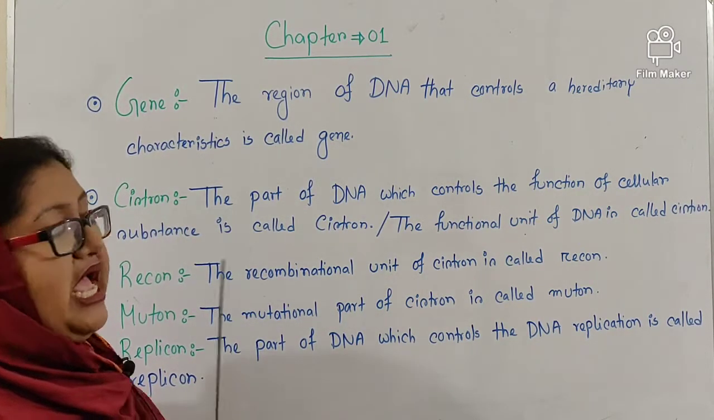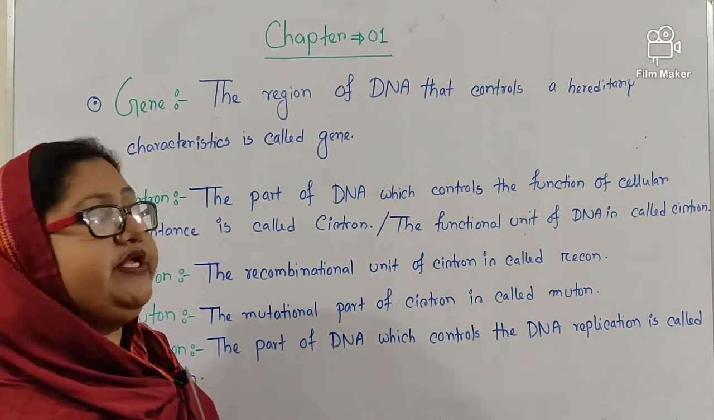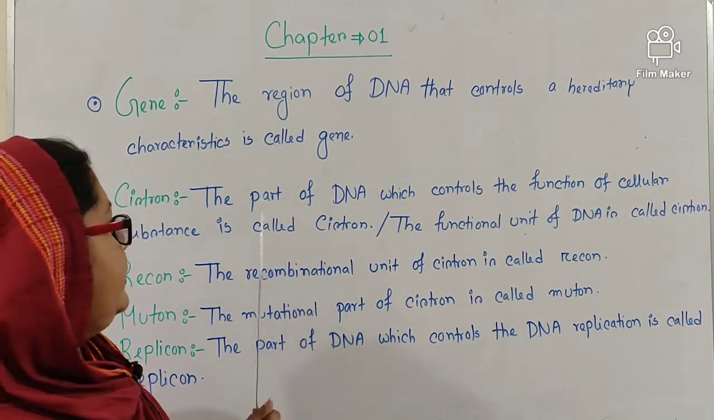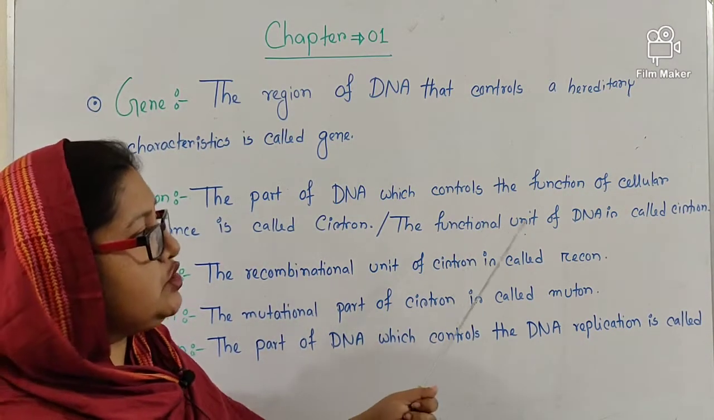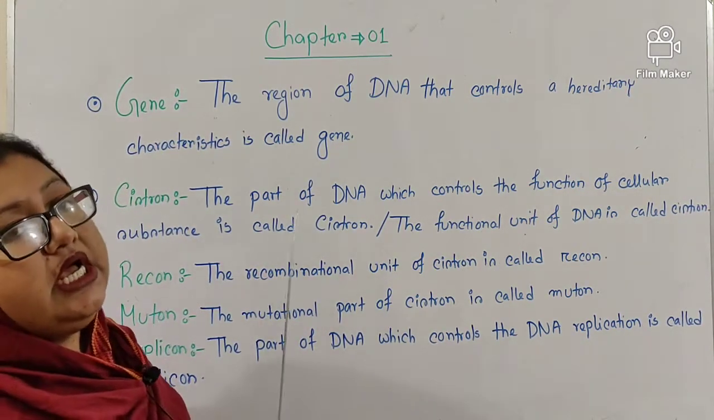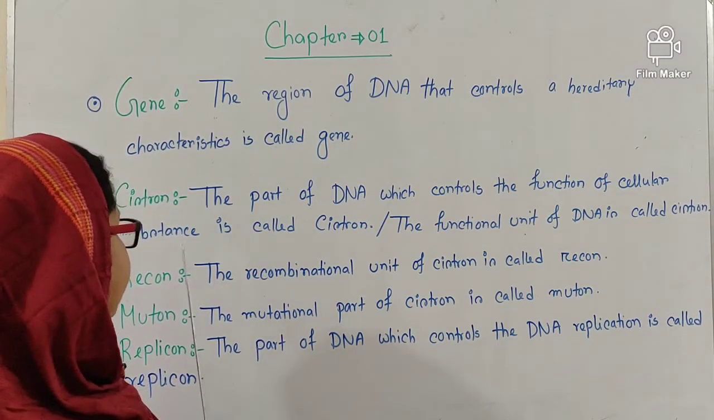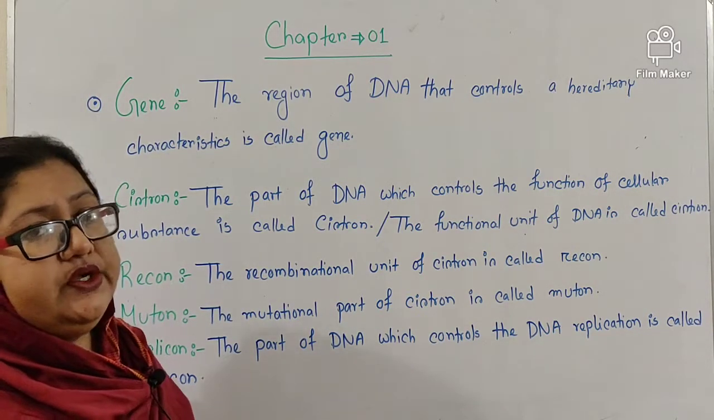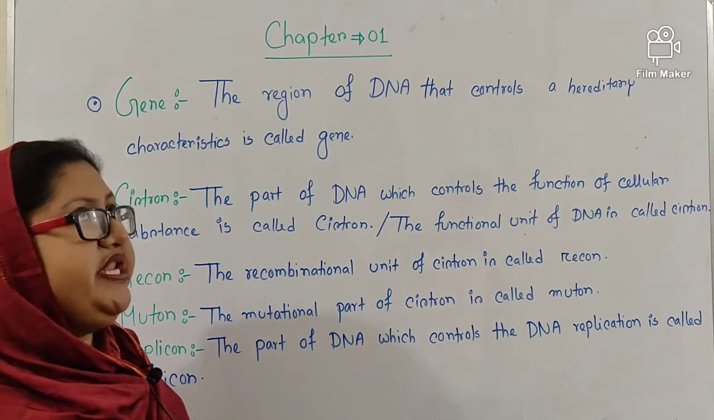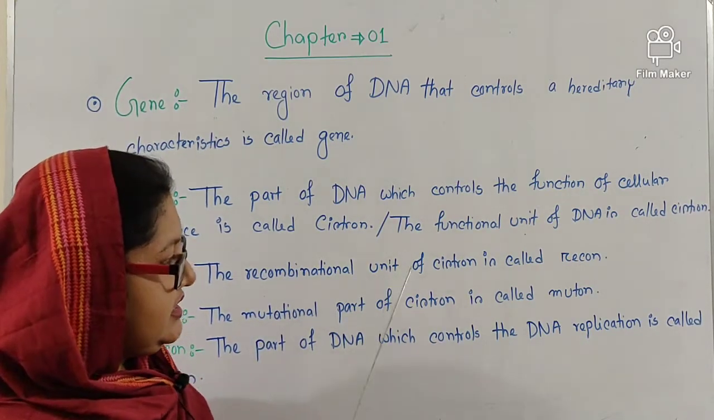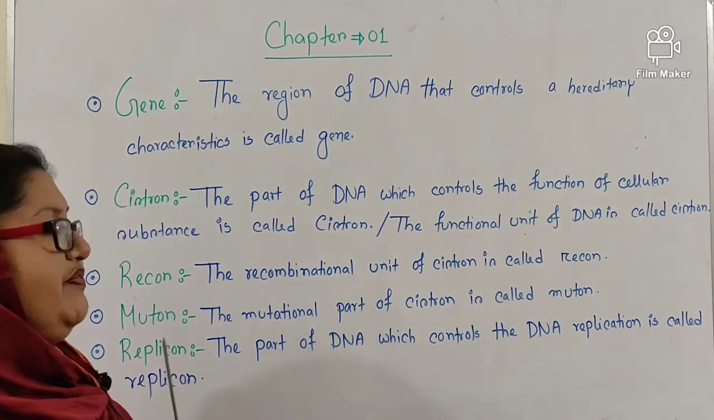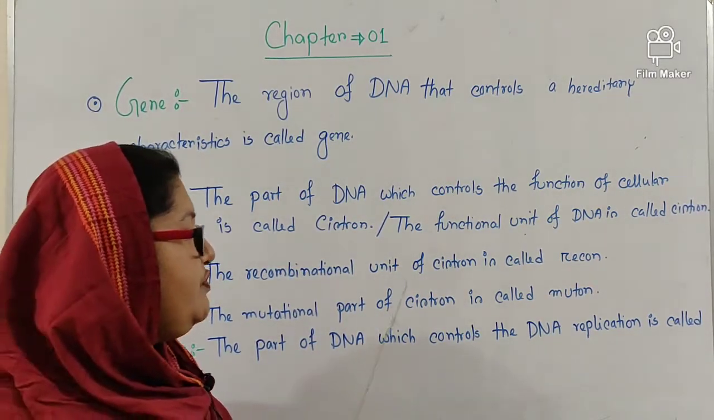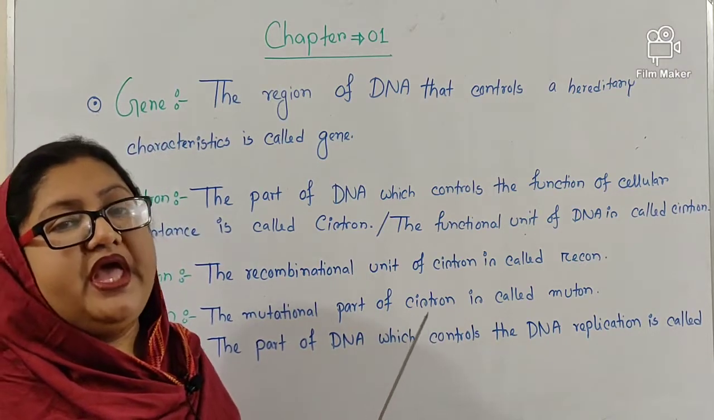Then cistron. Actually, the functional unit of DNA is called cistron. You can write this definition in this way also: the part of DNA which controls the functions of cellular substance is called cistron. Next, recon. What is recon? The combinational unit of cistron is called recon. Then muton. The mutational part of cistron is called muton.